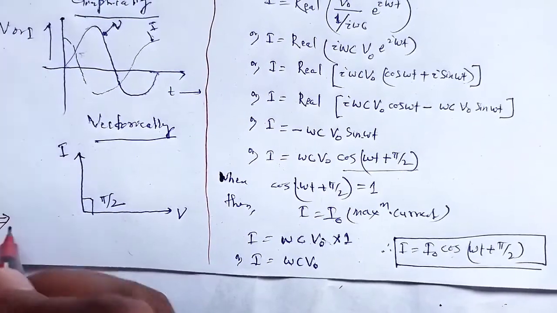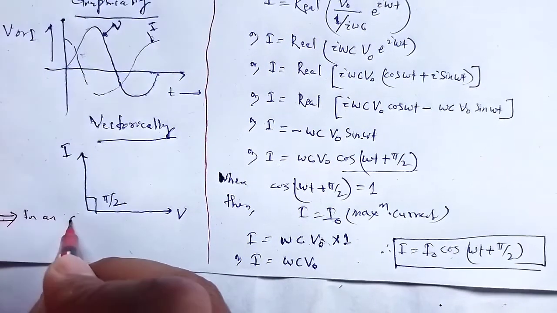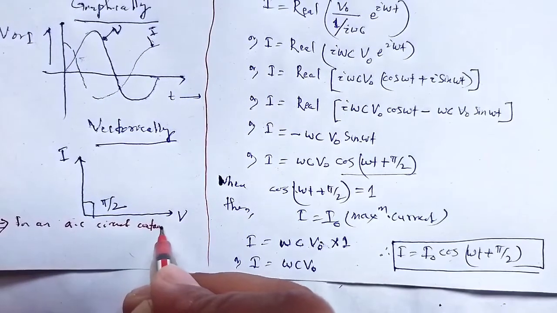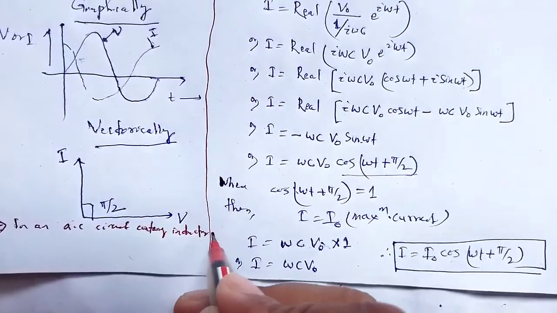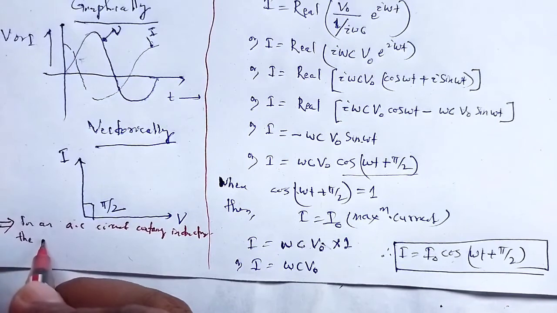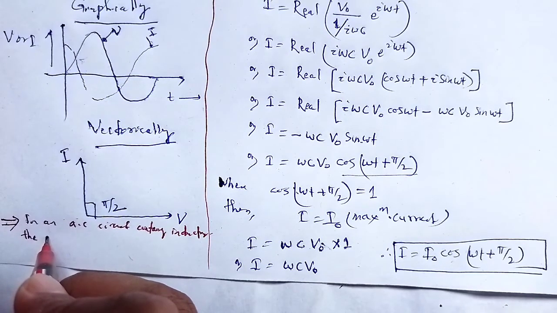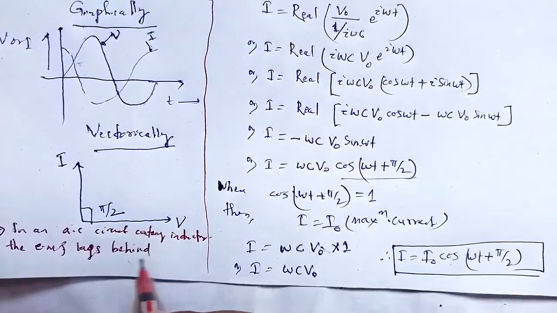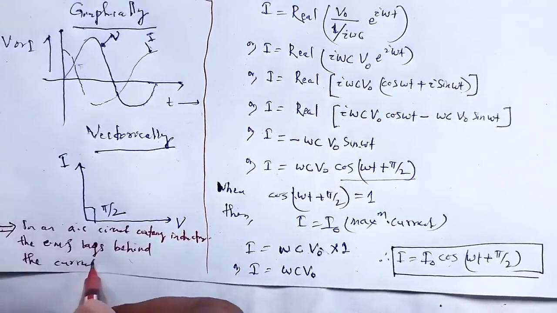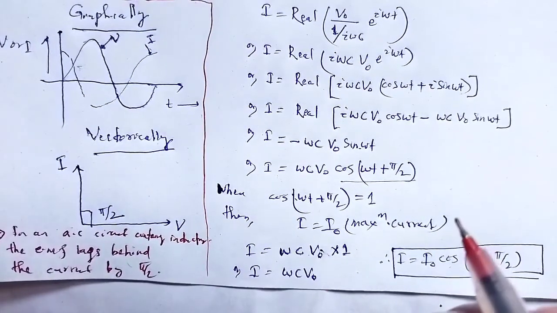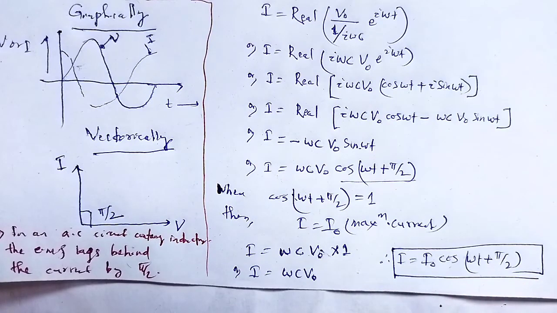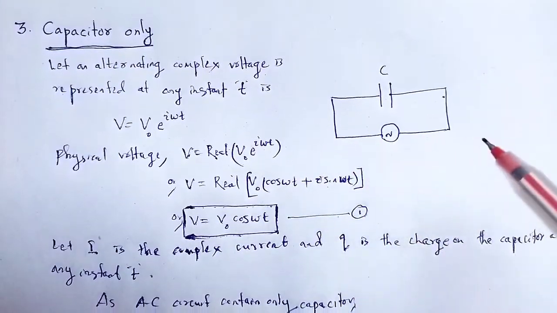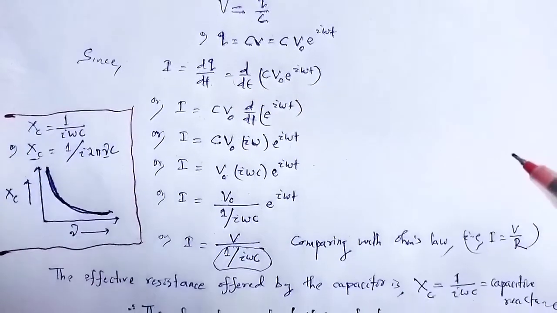Right. Here, in an AC circuit containing inductor only, the EMF leads the current by pi by 2. This is when a capacitor is connected to an AC source.